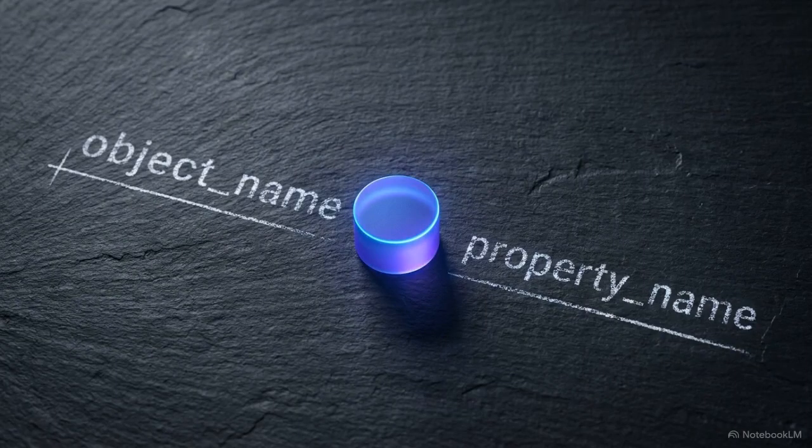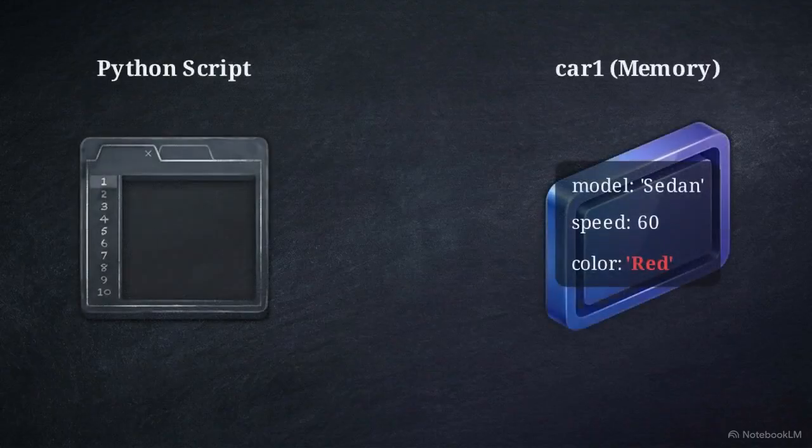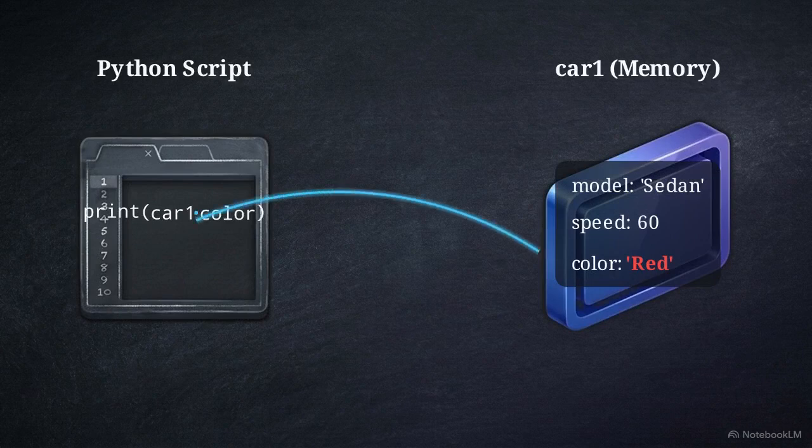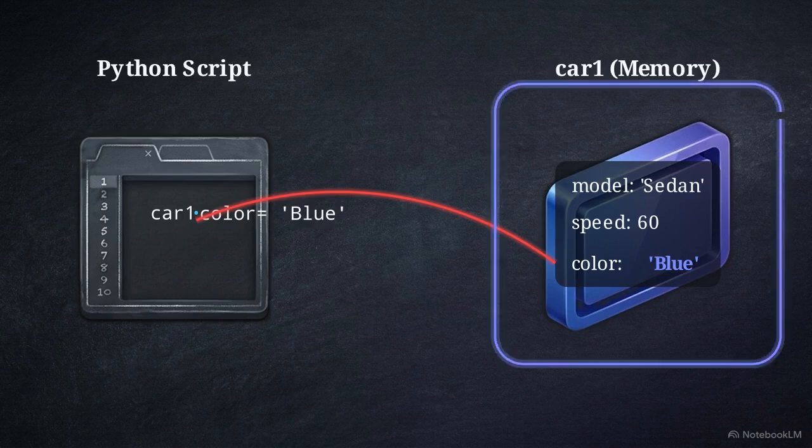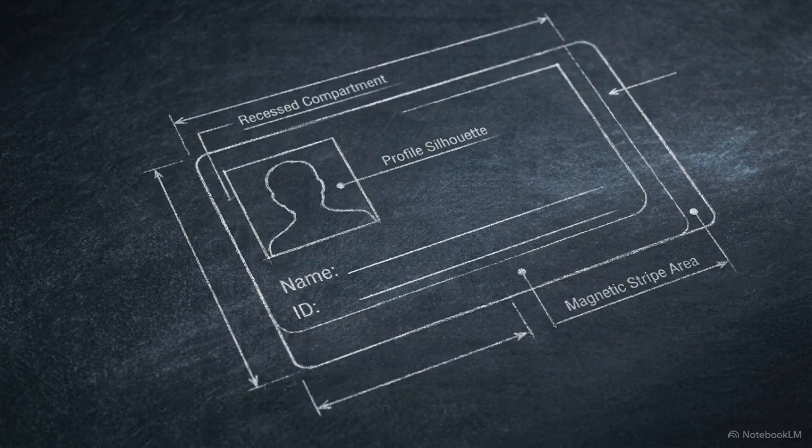Now that we have an object, we need a way to reach inside it and see its details. We do this using dot notation. This diagram shows the retrieval syntax. In the command print car1.color, the dot itself acts as the bridge. It tells Python to look inside the car1 object and find the value assigned to color. We use that same bridge to change data. By typing car1.color equals blue, we assign a new value to that specific object, changing its state without affecting anything else in the program.